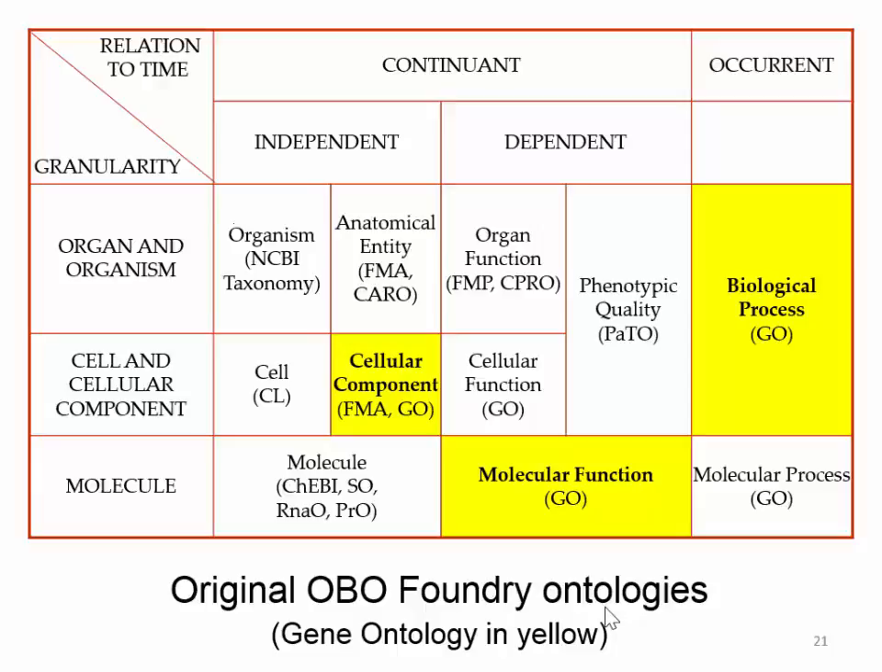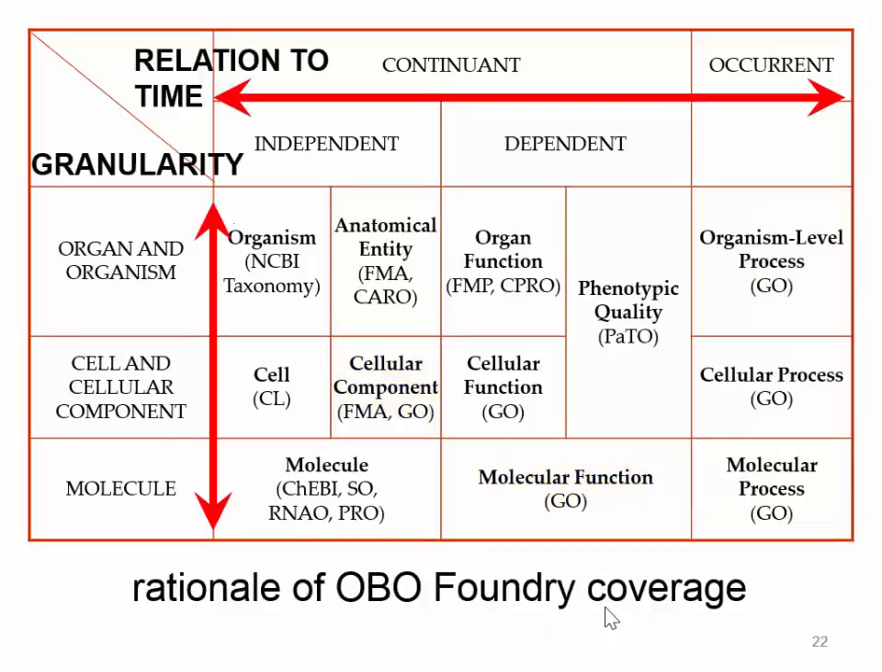So the gene ontology is marked in yellow. The gene ontology covers cellular components. The cell ontology covers cell types, types of cells, whole cells. We still don't really have a cellular function ontology. We're beginning to have an organ function ontology. All the other pieces of this diagram are occupied, more or less appropriately occupied. But the diagram gets bigger as time goes by. But the organization of the diagram remains the same.